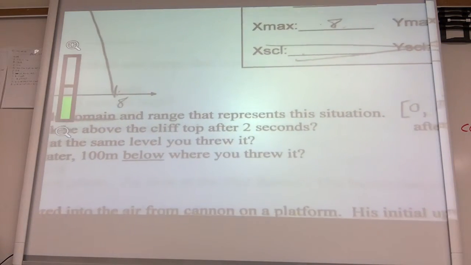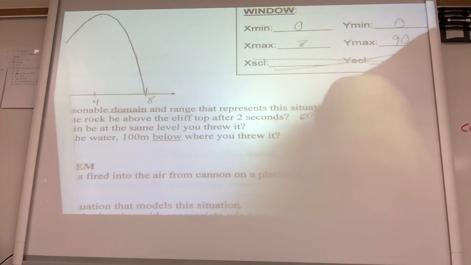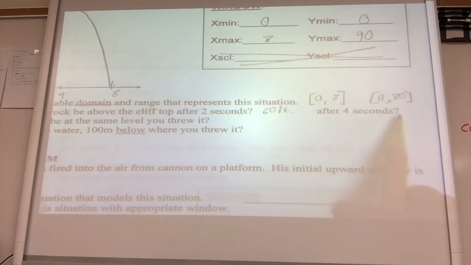So it says, how high will the rock be above the cliff after 2 seconds? 60 feet. And then how high will it be after 4 seconds? 80 feet. Okay. When will it again be at the same level you threw it from?